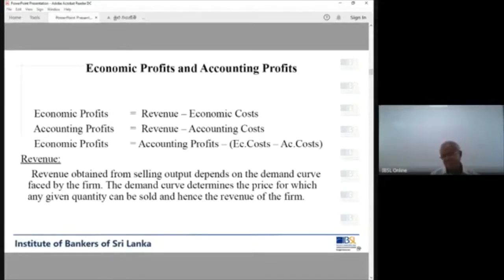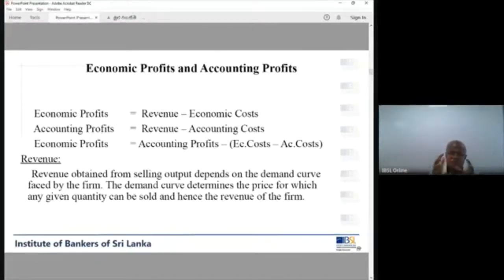Revenue from selling the output depends on consumers' willingness to buy a certain quantity at a certain price, which depends on the demand curve. Then the cost. Two types of cost: accounting cost and economic cost. Accounting cost is the cost of raw material, electricity, labor, that is the wage rate, cost of capital, that is the interest rate, then the rent. Direct, explicit cost is the accounting cost. All the profit and loss accounts are compiled using accounting cost, explicit cost. But economic cost includes implicit cost, hidden costs also added to accounting cost. What are the hidden items? Opportunity cost of labor, opportunity cost of capital, opportunity cost of the owner's time. When you add these opportunity costs to the accounting cost, we get economic cost.